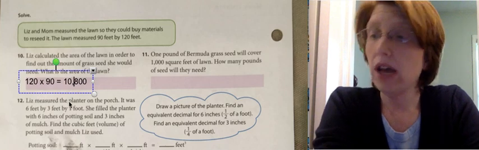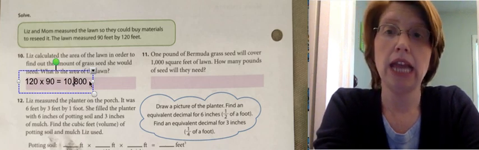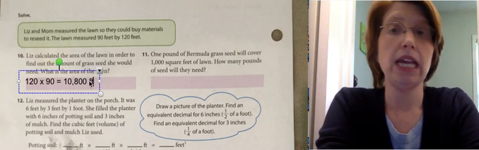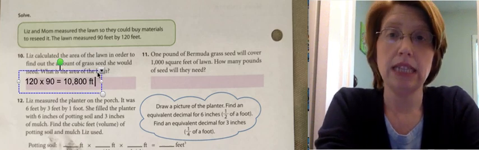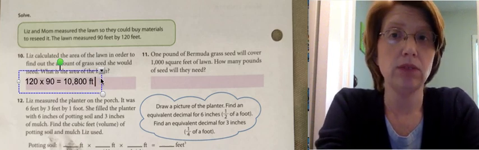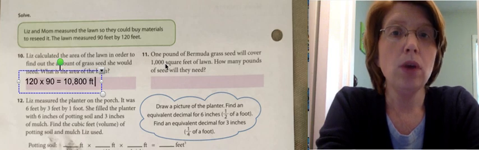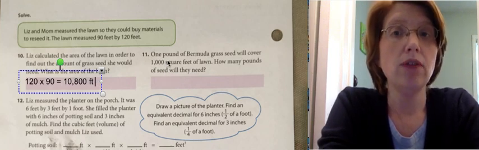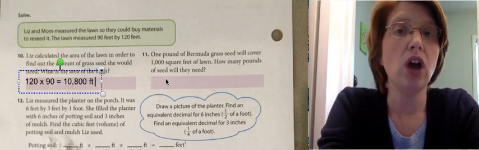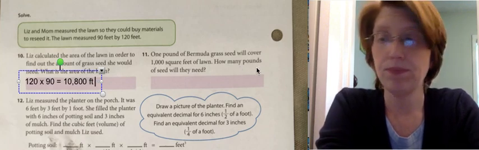So the area of the lawn is 10,800 feet, and because that's area, I would need to put a square there. 1 pound of Bermuda grass seed will cover 1,000 square feet of lawn. How many pounds of seed will they need?